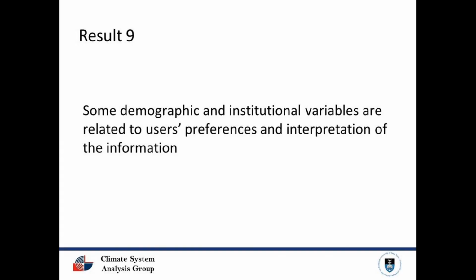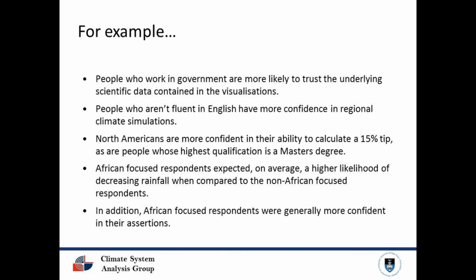We also had a look at some of the demographic and institutional variables and factors, and looked at how they related to users' preferences and interpretation of the information. We did find some statistically significant relationships. I haven't got time to go into all of the details, and if you're interested in this, please do contact me. But here are some of the perhaps more interesting examples.